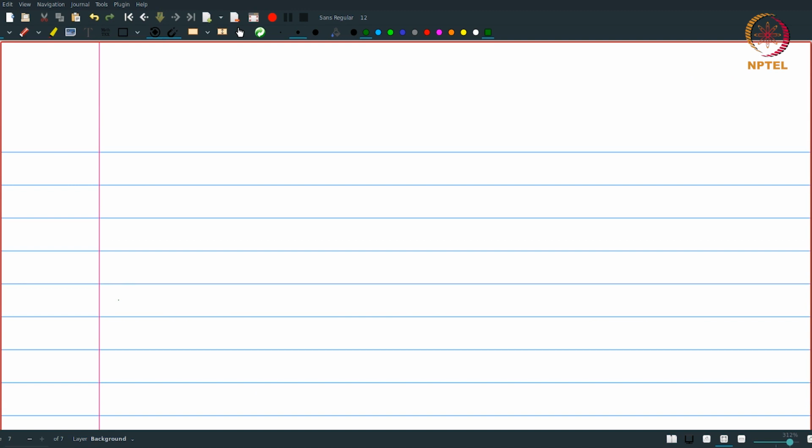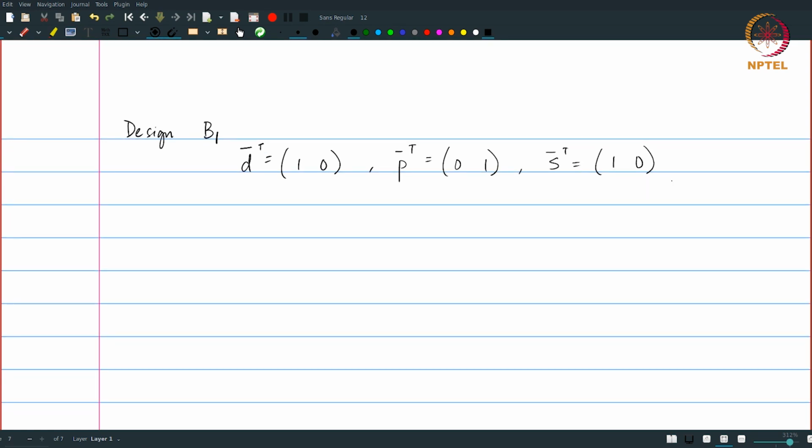To show that this was not just a simple special case, let's consider a couple of more examples. In particular, we will go and take a look at what is considered as design B1 in the text. Over here, what we are going to choose is D is equal to 1, 0. P once again is the same, 0, 1. And S in this case, we will choose the value 1, 0. Right? Unlike the 1, 1 that I had earlier. Let's see what architecture this gives me.